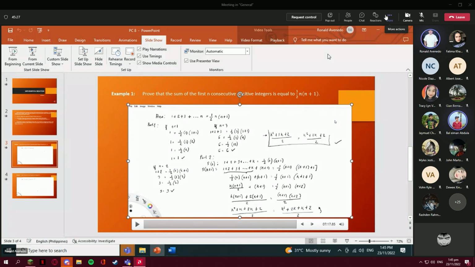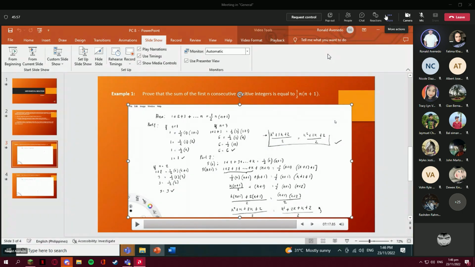Abdullah, what is the answer? 55. How did you do it? The formula: 1/2 of n times n plus 1. So that is 1/2 of 10 times 10 plus 1. What is 1/2 of 10? 5. What is 10 plus 1? 11. 5 times 11 is 55. And that is the same as the answer of Asaali earlier.